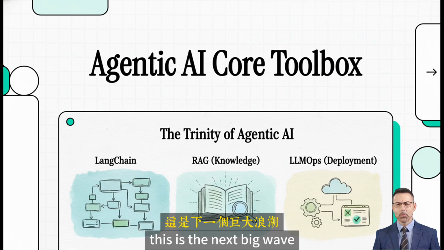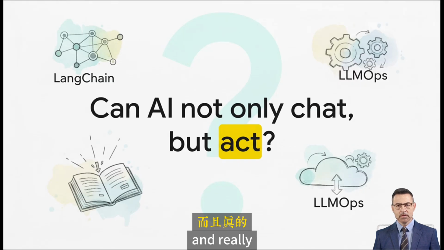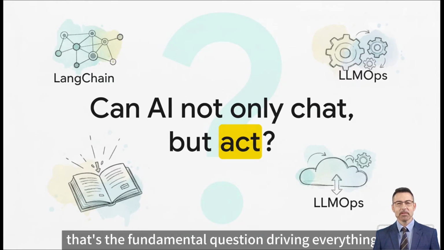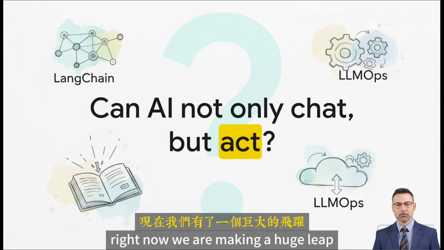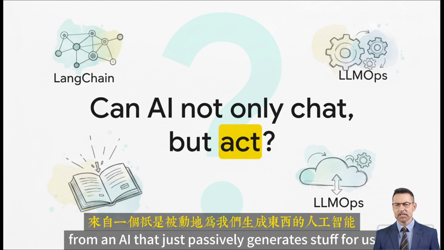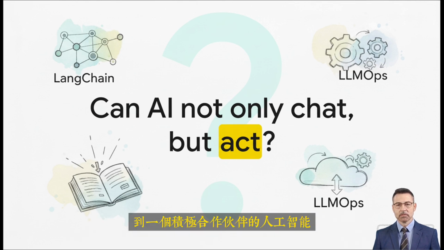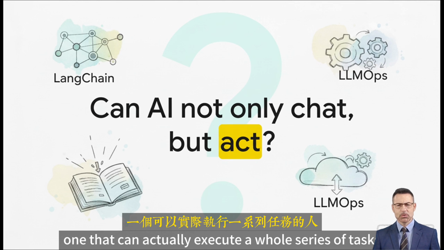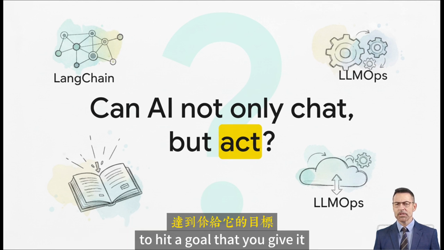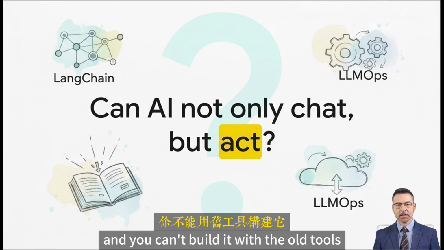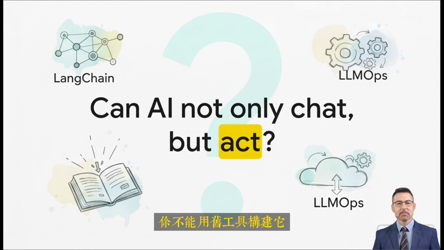This is the next big wave. And really, that's the fundamental question driving everything. Right now, we are making a huge leap from an AI that just passively generates stuff for us, to an AI that's an active partner. One that can actually execute a whole series of tasks to hit a goal that you give it. It's a massive shift, and you can build it with the old tools.